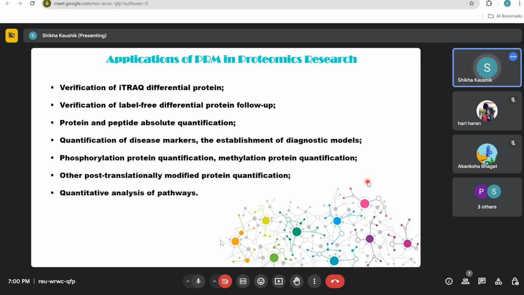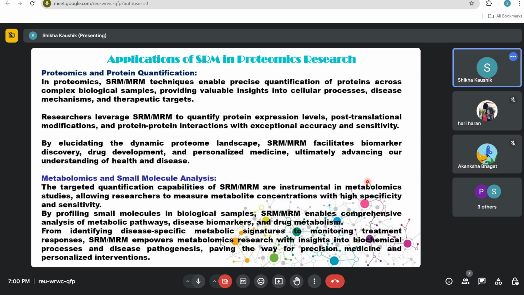So these are the basic applications of PRM, a very crucial technique. It's wide in terms of validation, verification, and it gives huge validity and reproducibility to your data. Then application of SRM in proteomics, because it's a selected one. So what all things you can do when you are doing selected reaction monitoring.